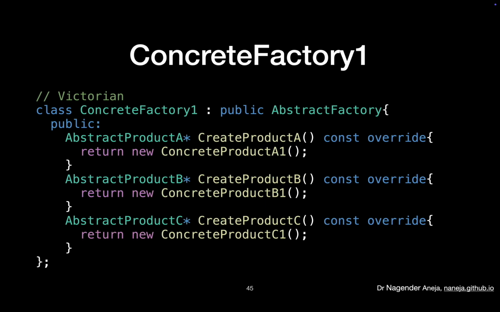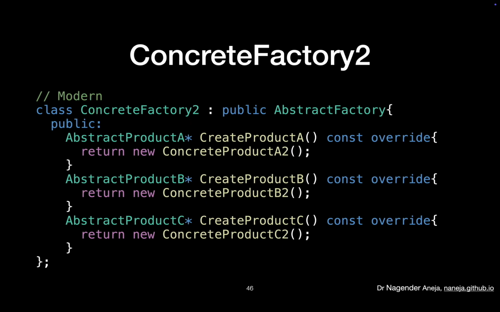Okay, so now we are going to have the concrete versions of these factories. So we'll say concrete factory 1. Concrete factory 1 is a subclass of abstract factory, and in this factory all the products will be of type 1. So we'll say A1, B1 and C1, all of one version. Similarly, factory 2 will have A2, B2, C2, creating all the products of that version, right? So that's the concrete factory 2.